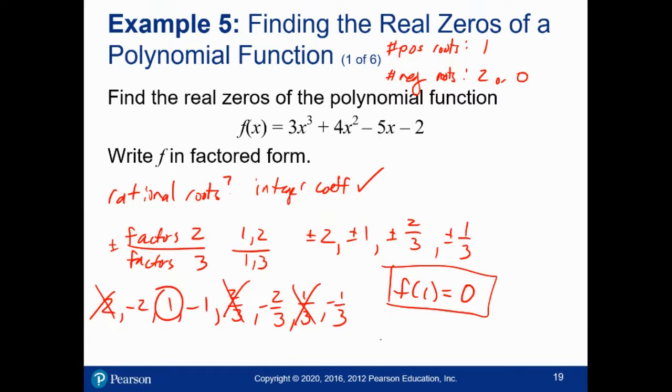All right, what about negative roots? Well, let's try them. What's f of minus 1? Again, I may as well start with the easy one. F of minus 1 is negative 3 plus 4, so that's a 1, plus 5 minus 2, not 0. I wasn't computing exactly what it is, but it's not 0. So negative 1 is not a root.